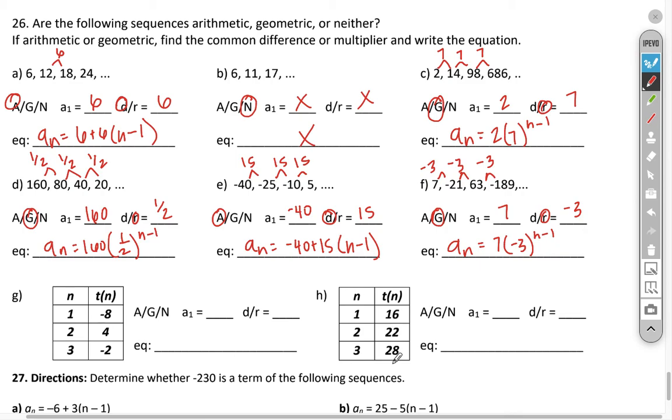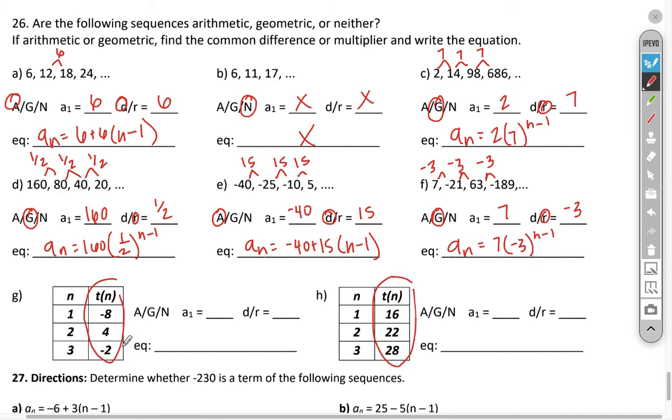All right, for G and H, we've got some tables, but we're just looking at these y values, okay? We don't care what the x values are. So we do the same thing. So negative 8, 4, and negative 2. I'm going to say arithmetic. So negative 2 minus 4, that's going to give us negative 6. And then 4 minus negative 8 is going to give us 12. So that's not right. Let's check geometric.